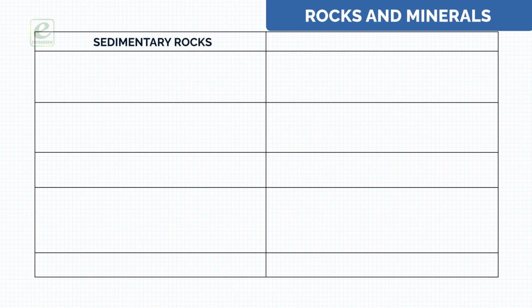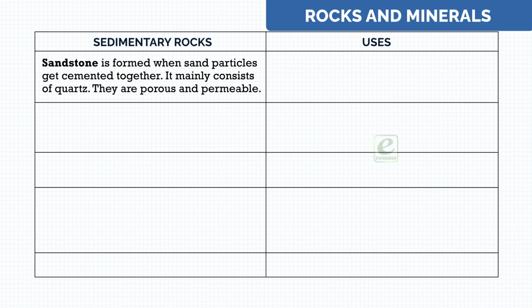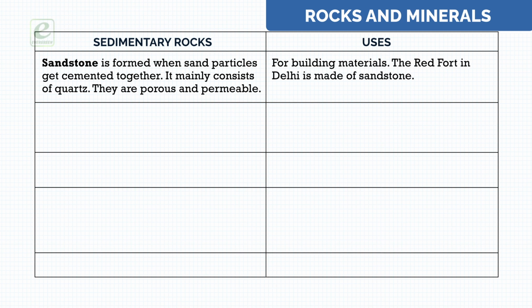Sedimentary rocks. Uses. Sandstone is formed when sand particles get cemented together. It mainly consists of quartz. They are porous and permeable. Used as a building material, the Red Fort in Delhi is made of sandstone.